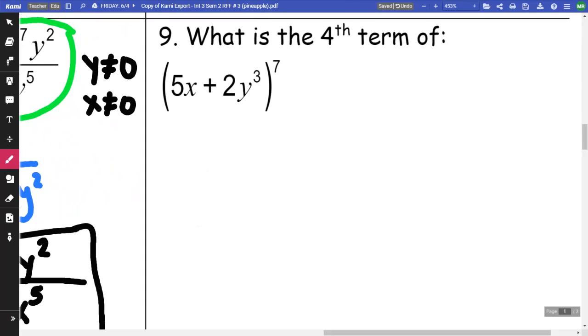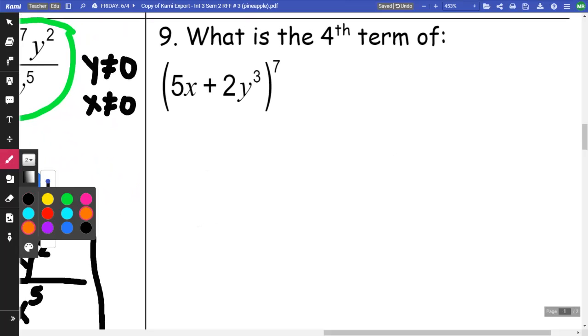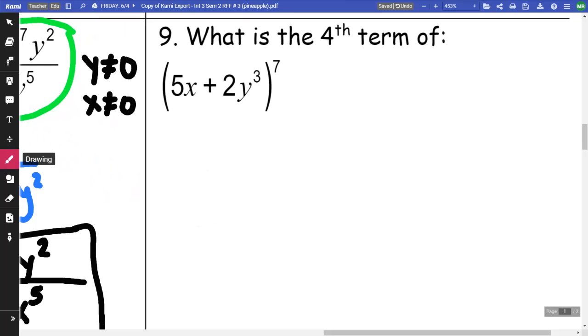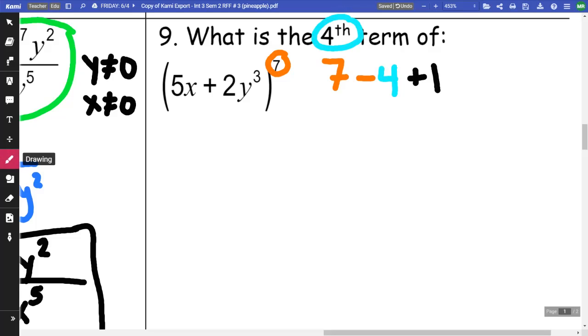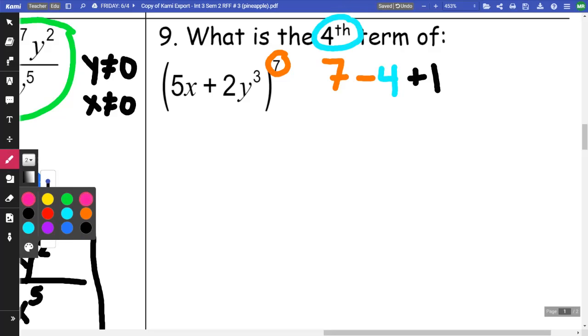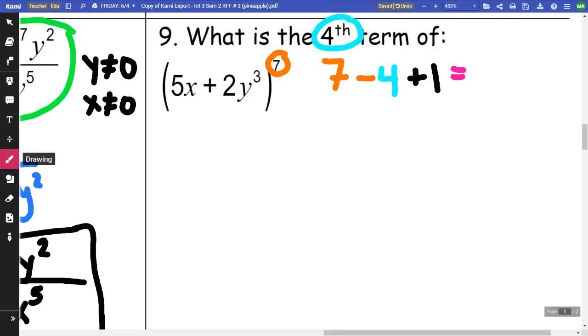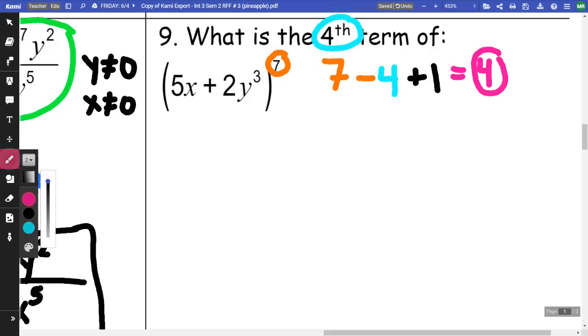On number 9, I want the 4th term. So this is the binomial theorem. So what I do for this is I'm going to take the power minus the term I'm looking for, which is the fourth term, and I always go plus 1. And when I do that, I end up getting 3 plus 1, which is 4. So it's not 4 because of the fourth term. It just happens to be 7 minus 4 is 3, and 3 plus 1 is 4. So I'm going to be using this 4 and the 7.